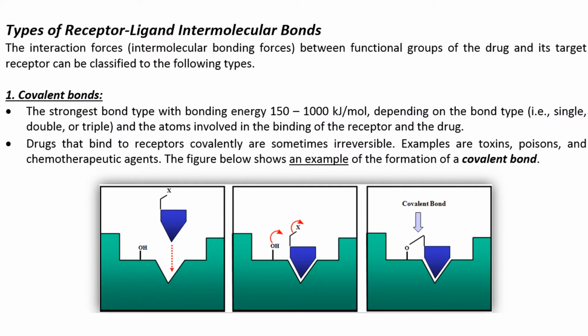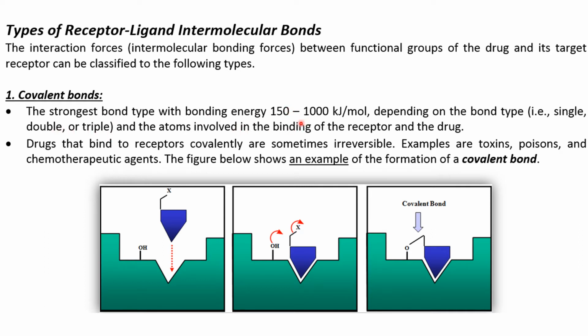Now let's talk about the types of intermolecular bonds that can occur between a ligand and its receptor. The first one is the covalent bond, which is actually not commonly used because if it binds to the receptor, it would be very hard for the ligand to leave the receptor and will produce an antagonist, as we described earlier. But it is the strongest kind of bond.